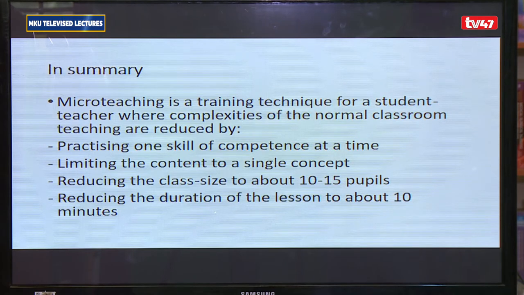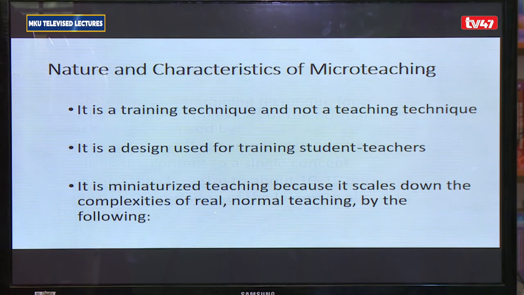Then the size of the class of the students or pupils that is being taught is not the whole class of 50 or 60. You divide the class into small groups of between 10 to 15 students for this micro-teaching exercise. Then the duration of the lesson, like we said, is normally the timetables in secondary school classes are 40 minutes, if it's a single lesson, or 80 minutes if it's a double. But for micro-teaching purposes, the duration of the lesson is reduced to a maximum of 15 minutes. Now, when you look at those characteristics, that's why it is called micro.